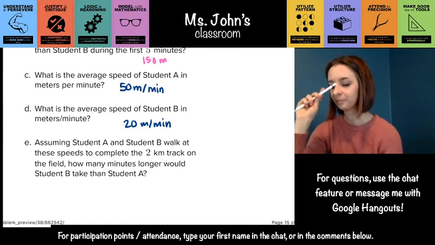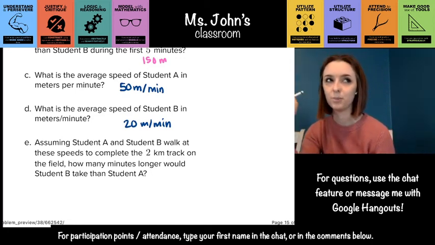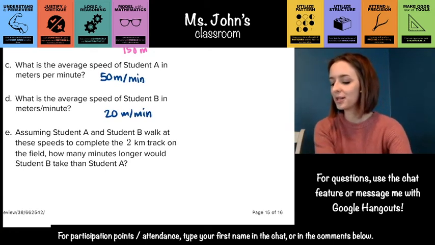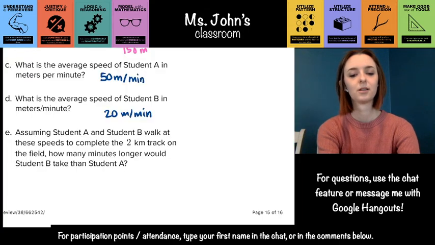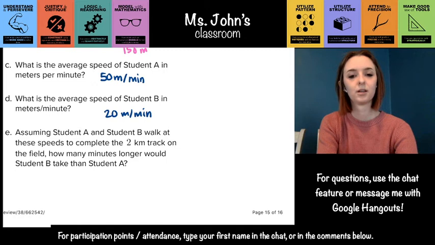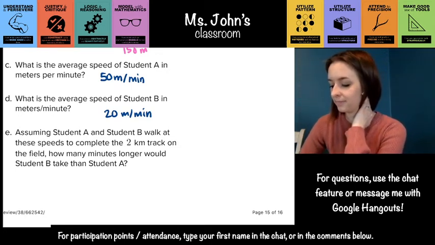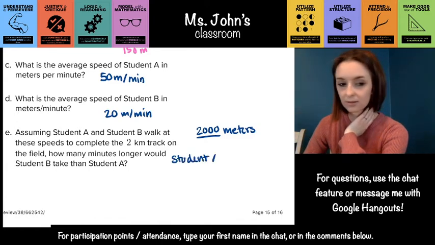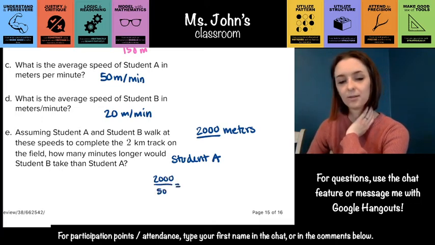So, okay, we have to think about how many meters are in a kilometer, because we're using their average speed that we just figured out. I'm going to have to double check this. Meters in a kilometer, is that 100? Hang on. Oh, 1,000. So 1,000 meters are in a kilometer. So if they're doing 2 kilometers, they're trying to go 2,000 meters. So student A would take, if they're doing 50 meters per minute, you would do 2,000 divided by 50 to see how many minutes it would take them.